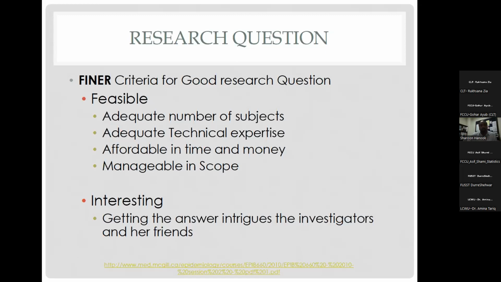Who would be my respondents? How many subjects do I need to carry out this research? And adequate technical expertise. If I'm doing my research in FC College, I would like to focus on that. Do I have the required technology available at FC College to carry out this research? That's one thing. Second thing, do I have trained people who can help me do this research, or who can troubleshoot the technology that's required? Or do I have that expertise?